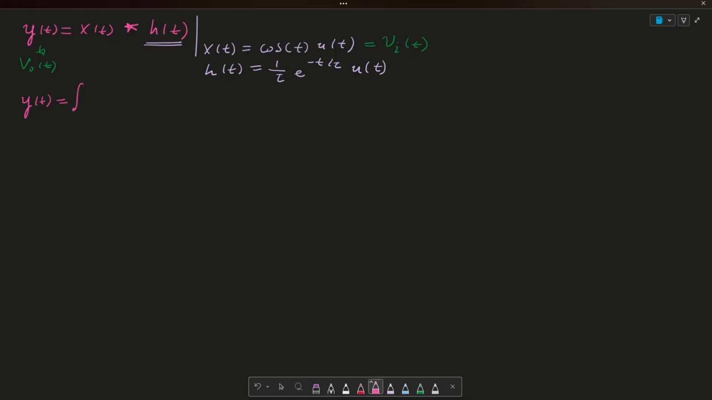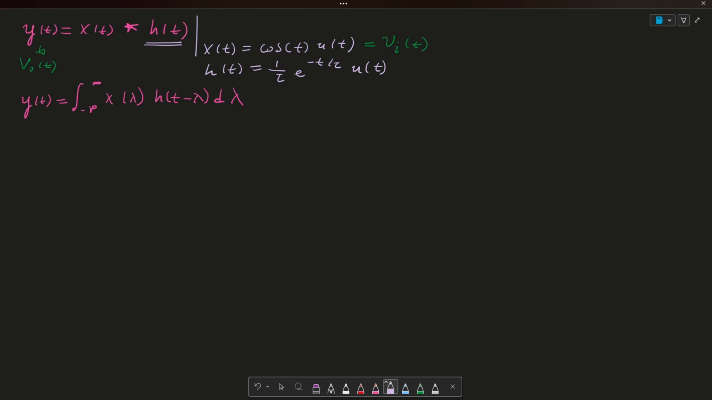Okay, from a previous video, we know that y of t is equated to this convolution computation, which is the integral from negative infinity to infinity of x of lambda h of t minus lambda d lambda. And again, the reason why we're using lambda is because tau is already taken by our time constant here.